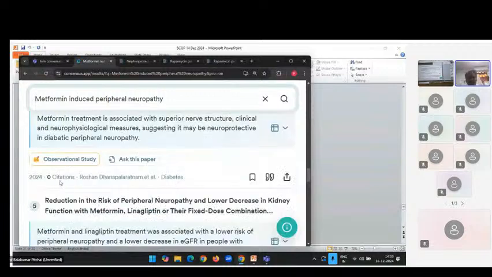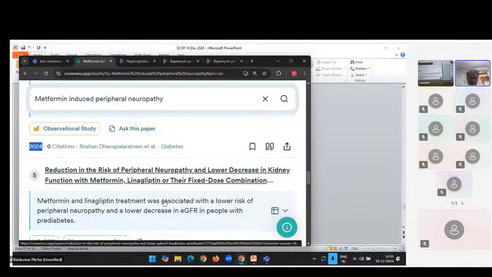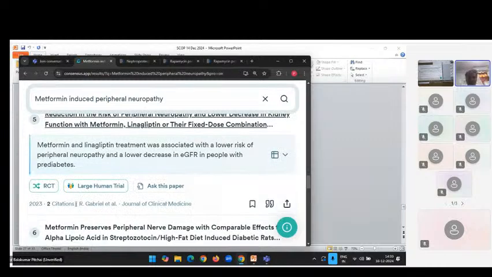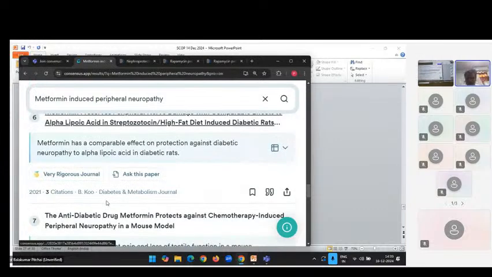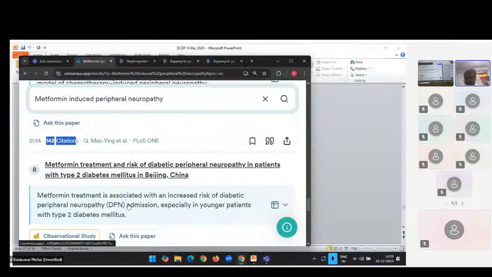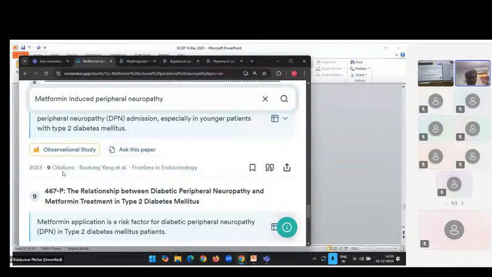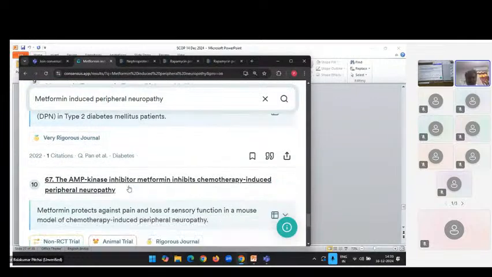Then Diabetes, 0 citations because it is 2024 only. 0 citations means don't undermine it, because it is published very recently, in 2024. So it is yet to receive citations. Then Journal of Clinical Medicine, 2 citations, 2023. Look at the recent papers from very strong, valid journals. Then Diabetes Care, 142 citations. Excellent. It means it is a widely read paper. Then Frontiers in Endocrinology, 9 citations, 2023. Then Diabetes, 1 citation, 2022.